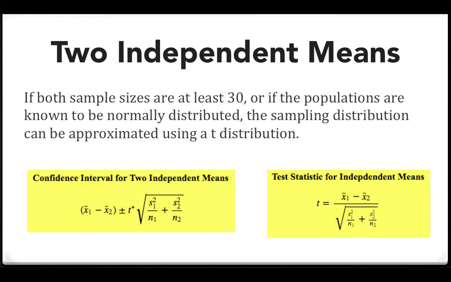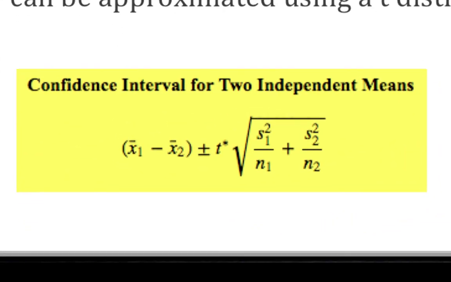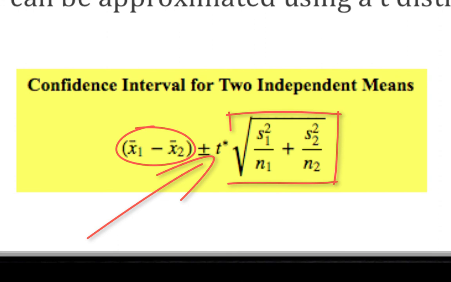Finally, for two independent means, if both sample sizes are at least 30, or if the populations are known to be normally distributed, the sampling distribution can be approximated using a t-distribution. Here we have our formulas. Again, these follow the same general formats that we've been working with. For the confidence interval, we have the sample statistic, plus or minus the multiplier, which again we'll be getting from a t-distribution, times the standard error.